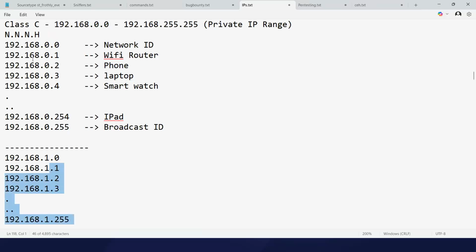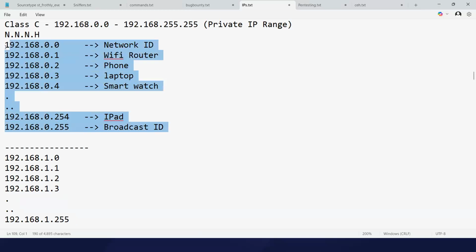As long as the network portion is the same, as long as these first three portions are the same, all of these IPs belong to the same network, which means they can communicate with each other. This is the first host, the second host, the third host, the fourth host in the same network, the 192.168.0 network. So 0.1 is my Wi-Fi router. 0.2 is, let's say, my mobile phone. 0.3 could be my laptop. 0.4 could be my smartwatch. All of these are just different hosts belonging to the same network.